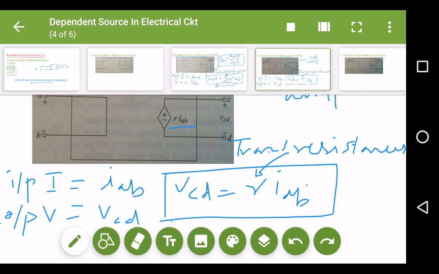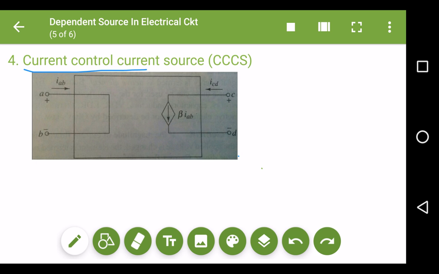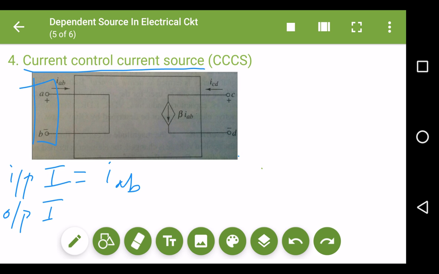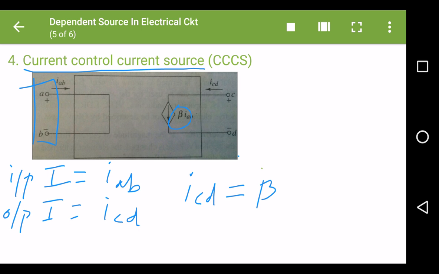And the last one is the current controlled current source. As the name suggests, the input signal must be a current, that is IAB at terminal AB, and the output which I want to control is also a current, that is ICD. I have to multiply with some multiplication factor, that is beta. You can see over here, I will write the output current ICD is controlled by beta times the input current IAB.